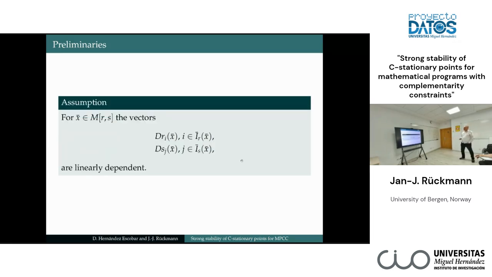Okay. Let us assume that those vectors here are linearly dependent. If they are independent, then this case was already considered, if everything is independent, the LICQ case. This case was in a paper in 2014, I think, by Jongen and Shikhman. As if everything is LICQ, we will not consider this. The interesting case for us at the moment is when they are linearly dependent.